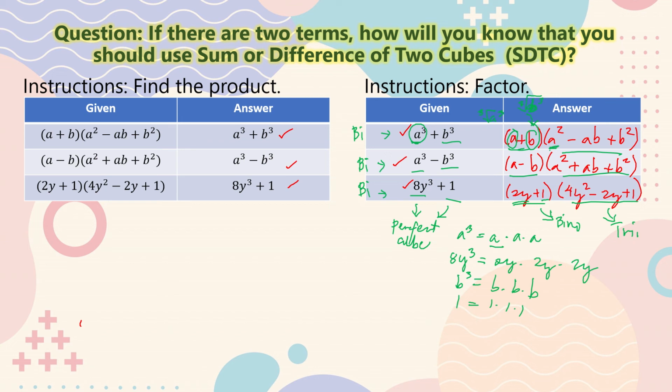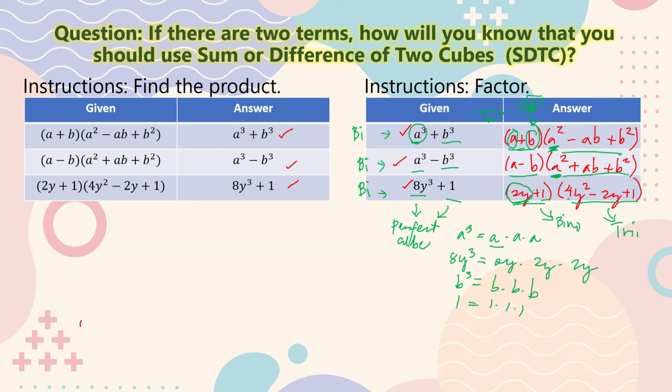So for a squared, it is just the square of the first term of your binomial. So take note, the first term here is a. So you'll get a squared. Here, it's also a. The square of a is a squared. The first term here is 2y. That's the square of 2y, which is 4y squared, because 2 times 2 is 4, and y times y is y squared.